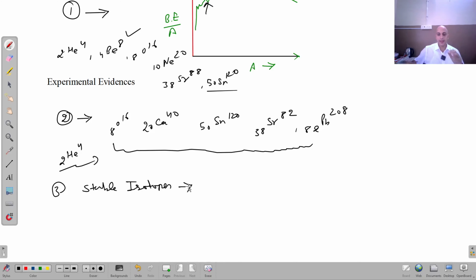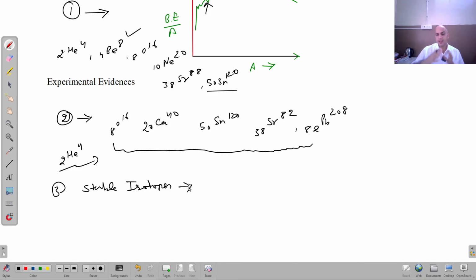We know very well what an isotope is. An isotope is a nucleus of a particular element which has the same atomic number but a different mass number. I mean, it has a different number of neutrons in the nucleus, like 1H1, 1H2, 1H3.